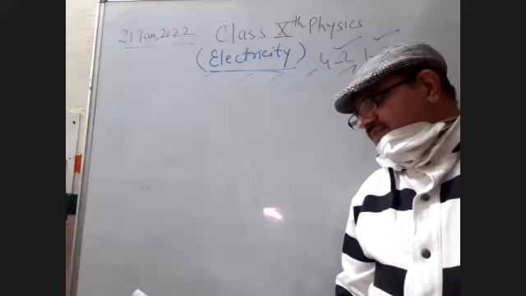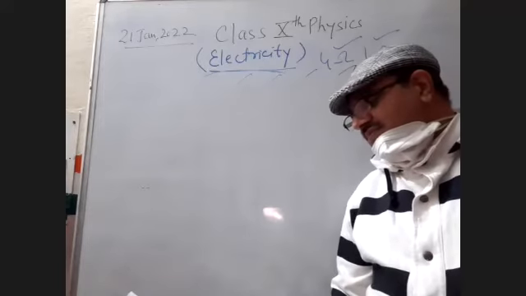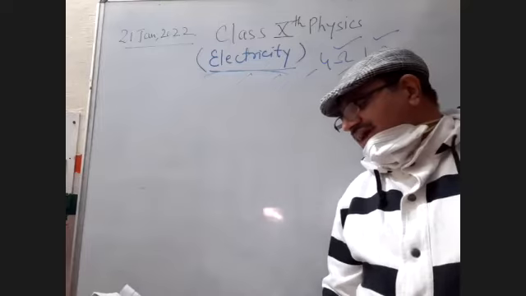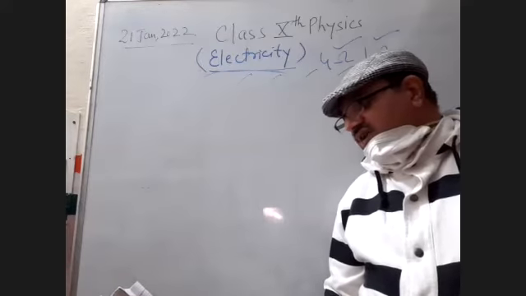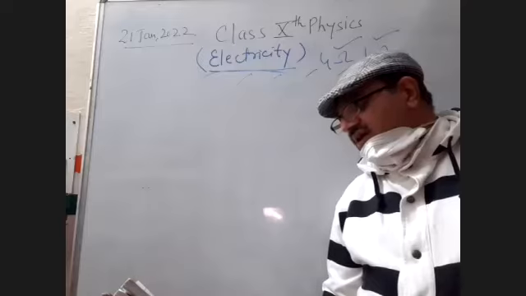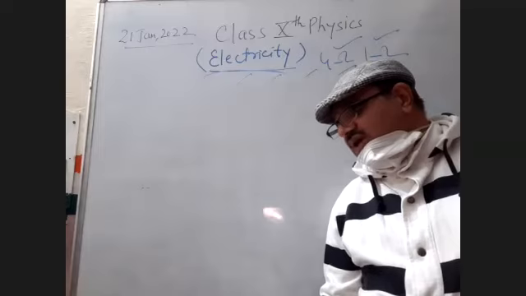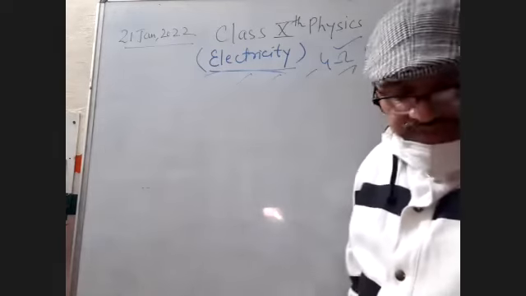Now, what is the highest and the lowest total resistance that can be secured by combinations of 4 resistances? He has given the values 4 ohm, 8 ohm, 12 ohm and 24 ohm. Clear, students? Question number 5.